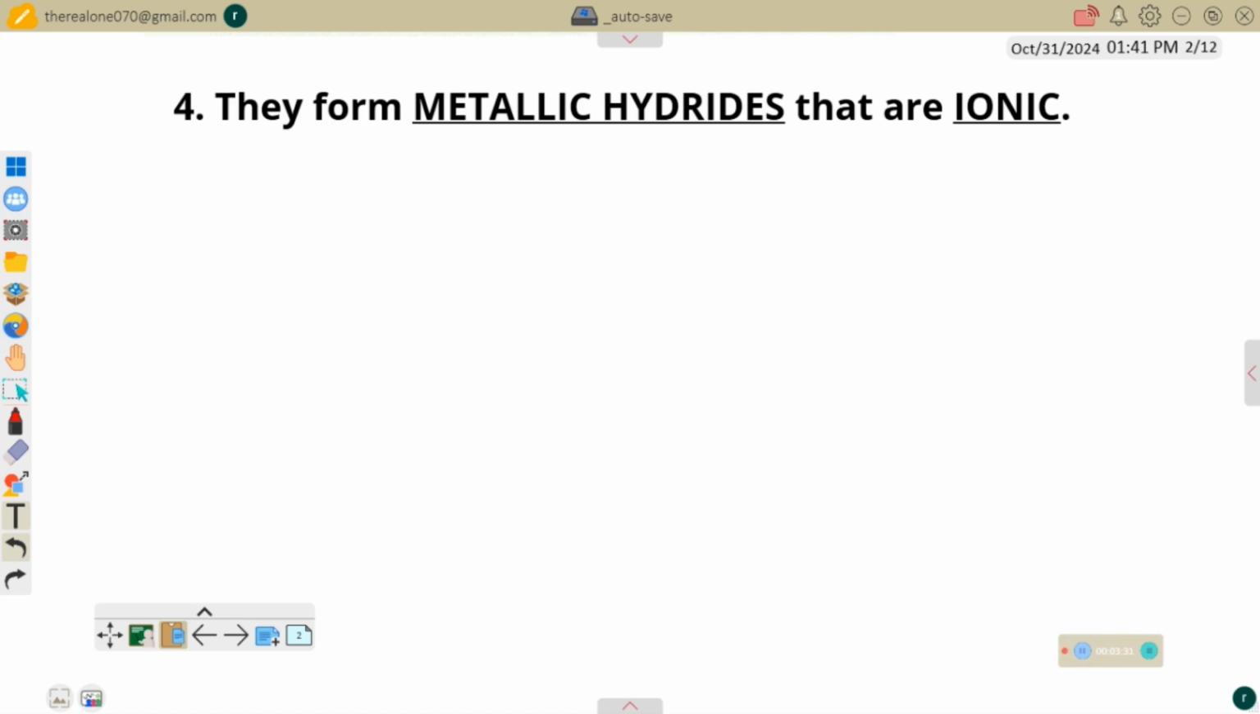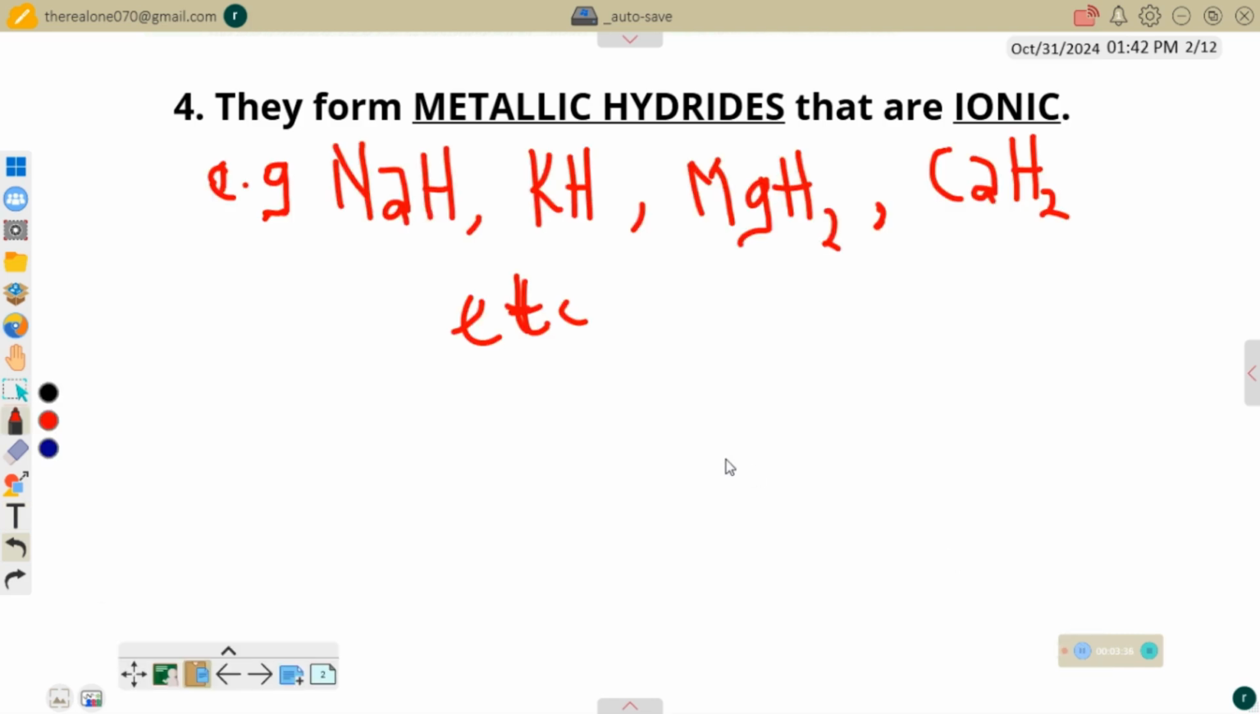We have several examples of metallic hydride. Look at the following. Examples of hydrides are the following. We have NaH, which is sodium hydride. This is KH, potassium hydride. MgH2, this is magnesium hydride, and this is calcium hydride. So now, each one of these is ionic.